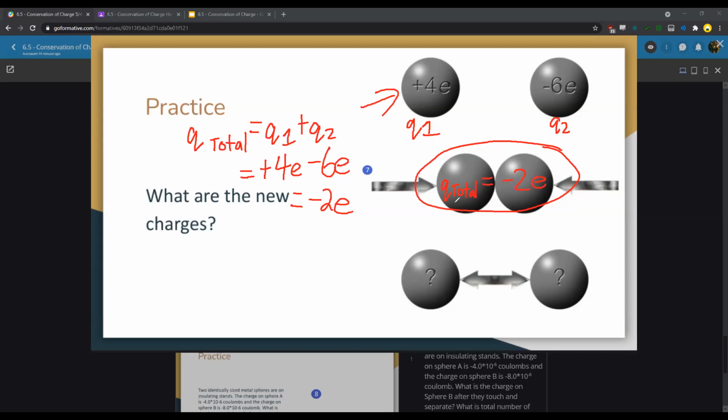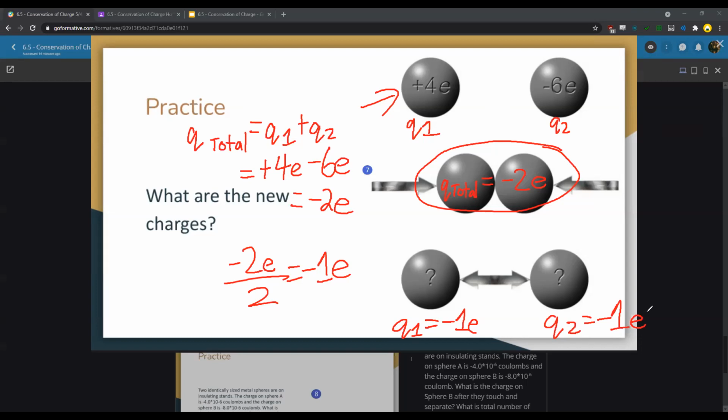Then you separate them, which means you must separate the charges, which means that in the end, you have to do negative 2 divided by 2 because there are two objects, and you get negative 1e. And so the charges of both of these objects is now negative 1e. And that's your answer. This is a much easier method. The math method is much easier, right?